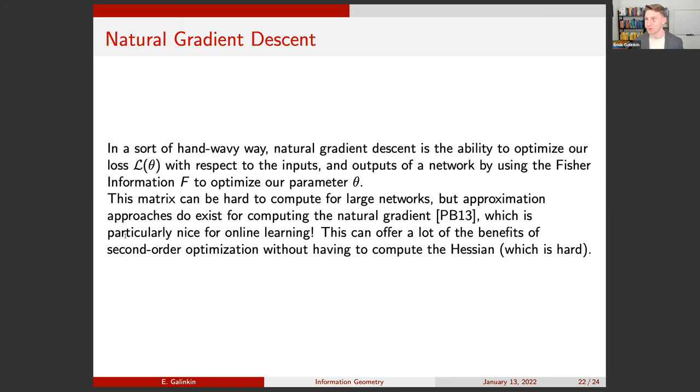Approximation approaches do exist, which is really nice for online learning because stochastic gradient descent isn't great when we're talking about doing online learning for neural nets. So there may actually be some benefit to using the natural gradient for online learning. And using this approximation gives us a lot of the benefits of second order optimization without having to compute the Hessian. And computing the Hessian is hard, right? Hard from a computational standpoint.